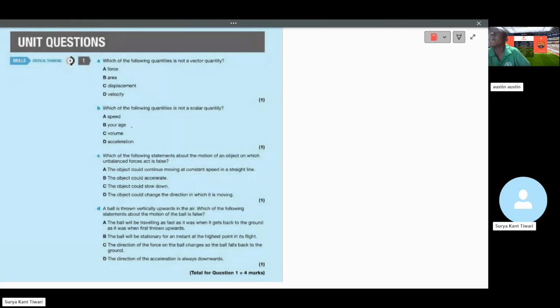Which of the following quantities is not a vector quantity? What is a vector quantity? Do you know? No, sir. Okay, there are two types of quantities. One is called a vector quantity and the other one is called a scalar quantity.